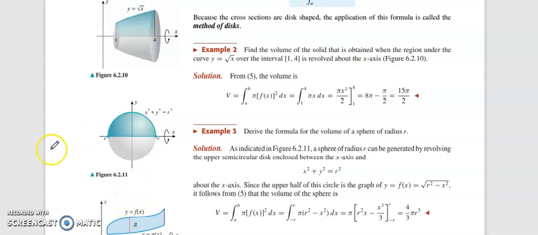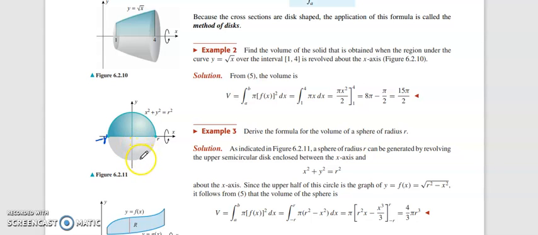So our curve is x square plus y square equal to r square. Then y will be root of r square minus x square. So this is our function y equal to f of x. Below, the x-axis is the axis of revolution, and this is minus r. So minus r to r. So x will vary from minus r to r.